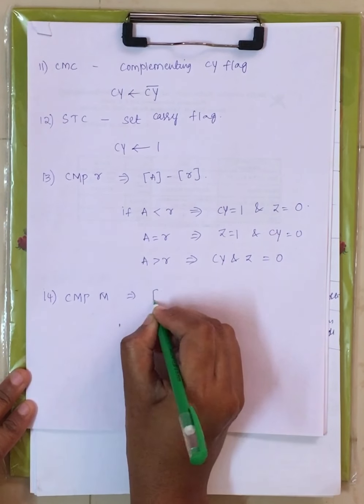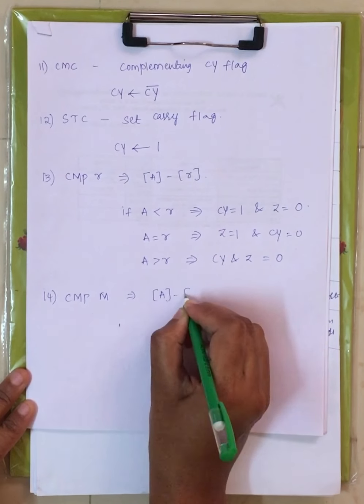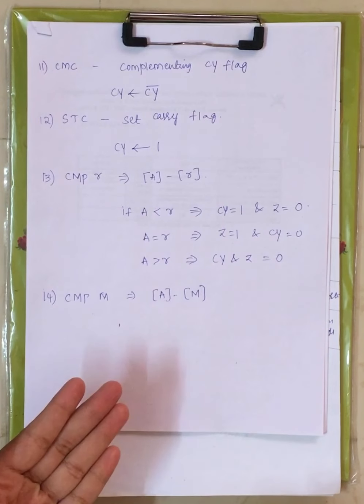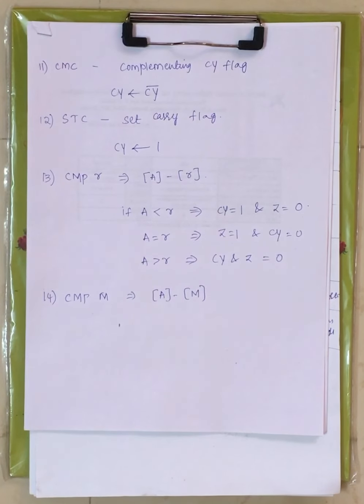CMPM. Now what it will do, it will compare the contents of the accumulator with the contents of a memory location, right? There you are comparing the register contents, here you are comparing the memory content. Everything is the same, only there you are directly comparing the contents from the register, but here it is a memory location, right?